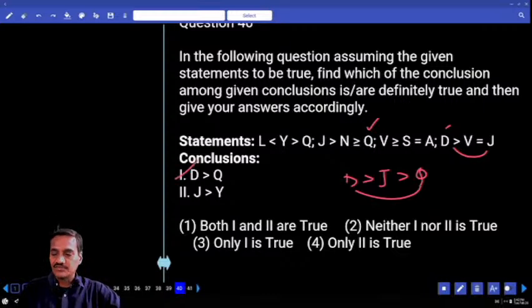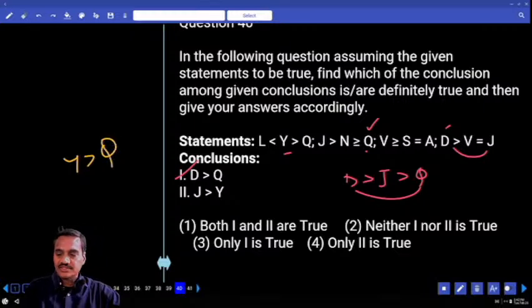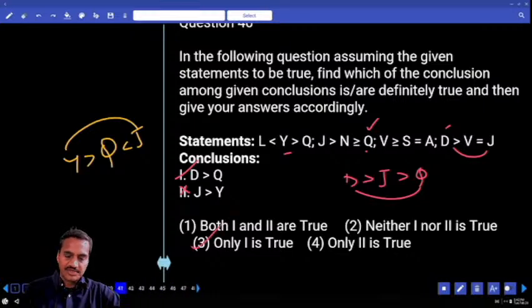And second, J and Y. Y is here and J is here. Which element is common between these two? Q is common. Y greater than Q and J greater than Q means Q lesser than J. Between Y and J, two opposite symbols, no relation can be drawn. And so what is your answer? Only one, that is choice 3, question number 40.